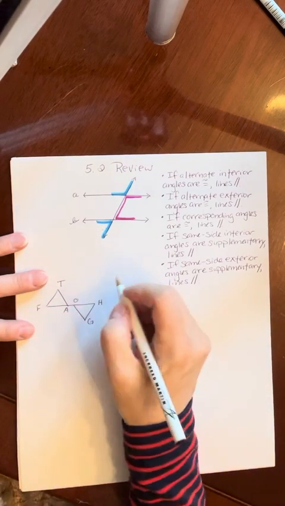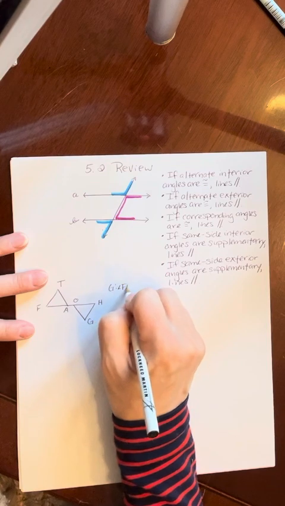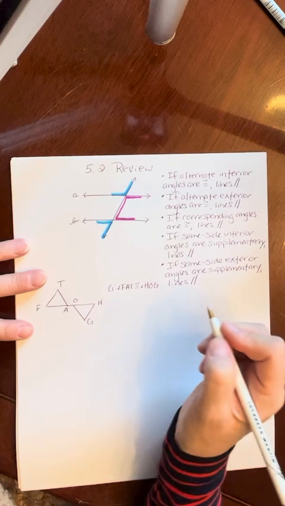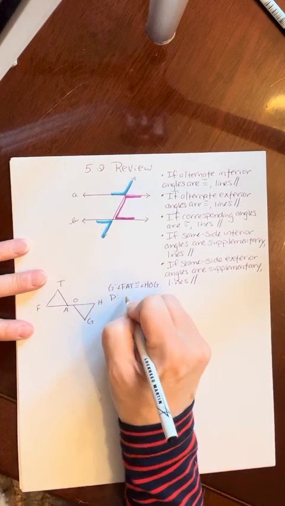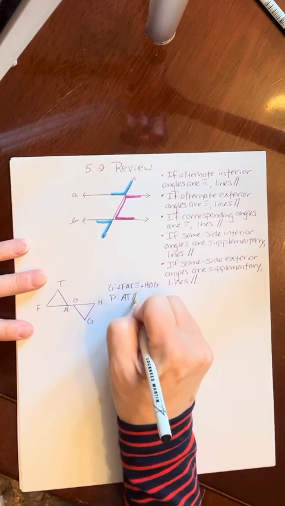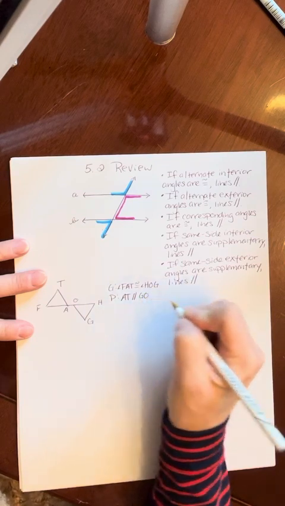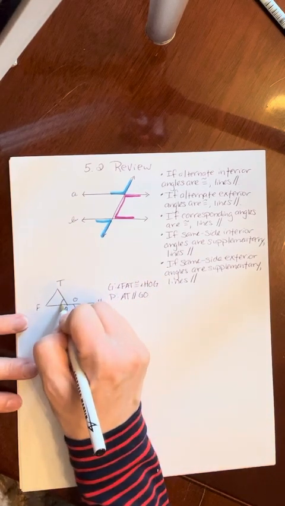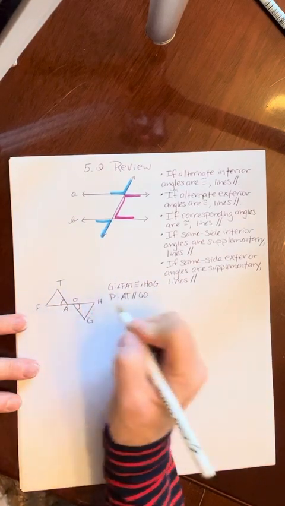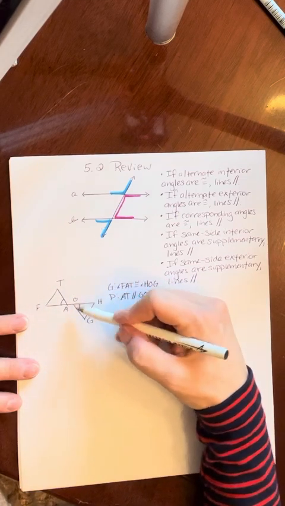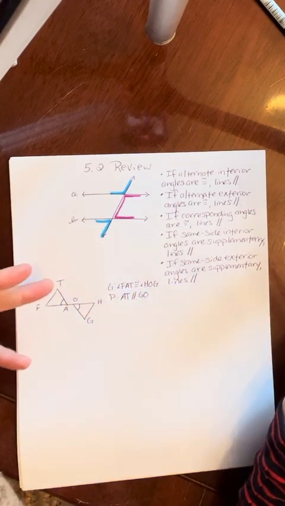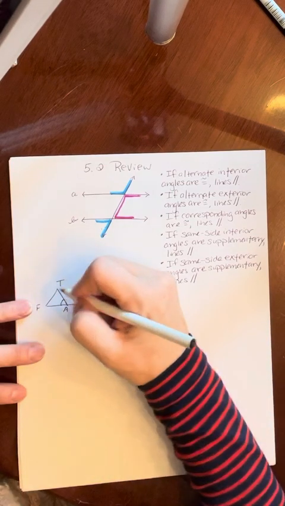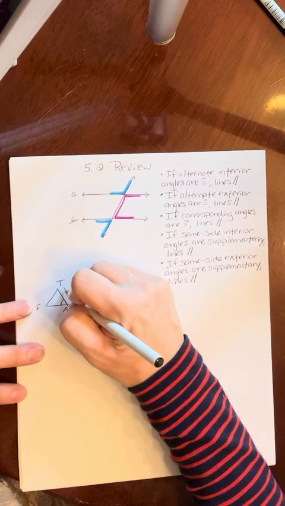And you were given that angle FAT is congruent to angle HOG. And you had to prove that the line AT is parallel to the line GO. Remember that one? The part that was tricky was that we didn't see the parallel lines very well because we needed to extend them.